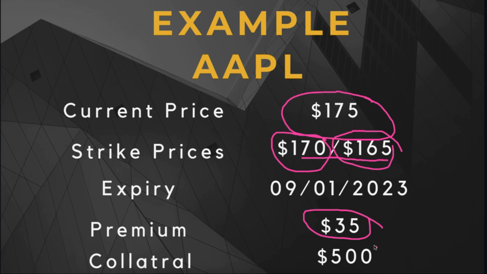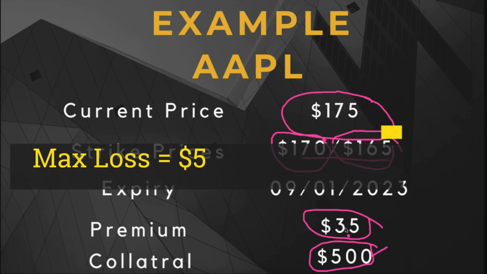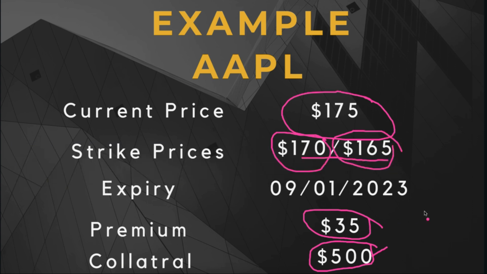So the difference of that, multiplied by 100, becomes the 500 that is the collateral required. So this is the max that you need to put up for this trade. And your max loss would be this minus 35, right? So that would be your max loss.